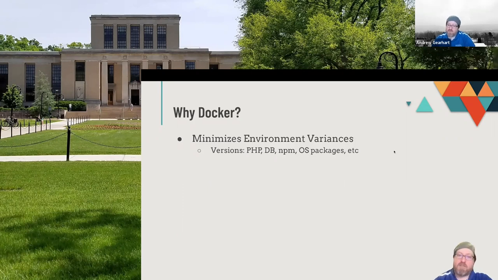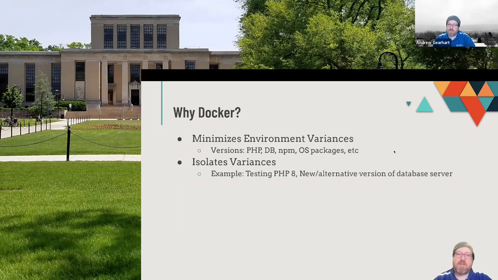It also isolates variances. So if I need to test PHP 8 at the same time that I'm also working on a bug that's in PHP 7, that's fine. I can totally do that. I just run separate Docker containers and everything continues to be happy and good without having to worry about, did I get that installation of PHP quite right on my local system? Or did I get the right version or the right configuration of the new version of MySQL that's out, or Maria, or whatever the case is.